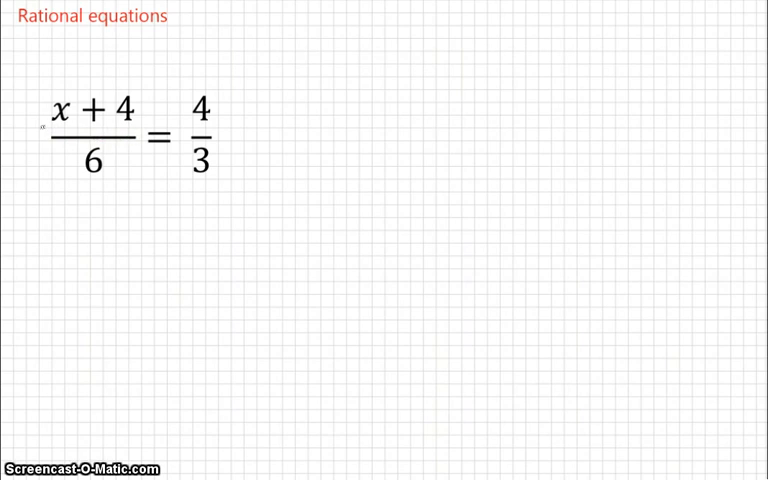Just remember, whenever you see a fraction, that means top line divided by bottom line. X plus 4 divided by 6. On this side of the equation, 4 over 3, 4 divided by 3. So to undo these numbers, we perform inverse operations. That's what I've told you to do so far. These inverse operations will get rid of these numbers.